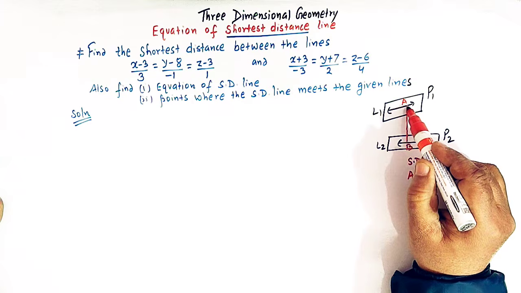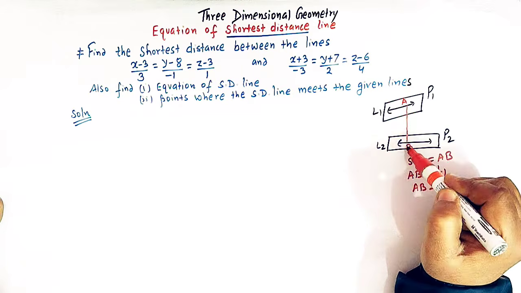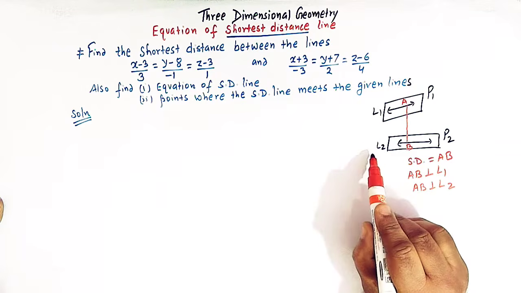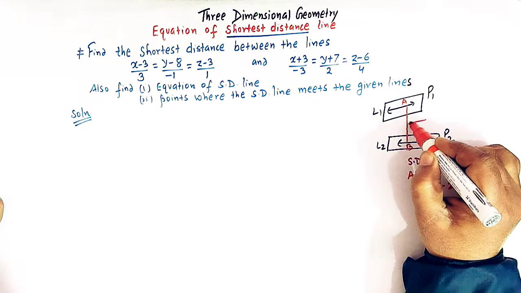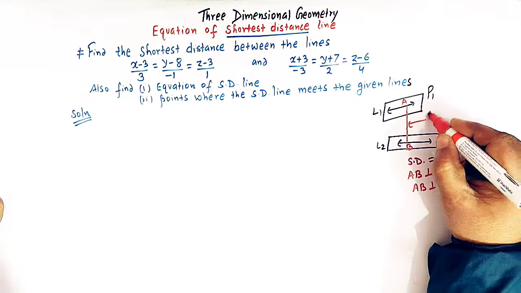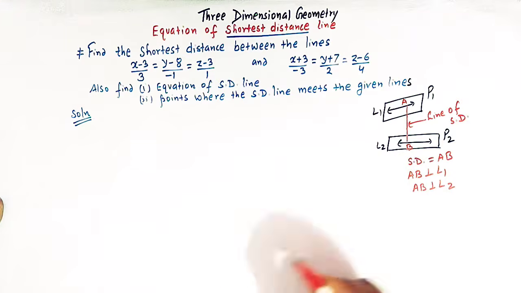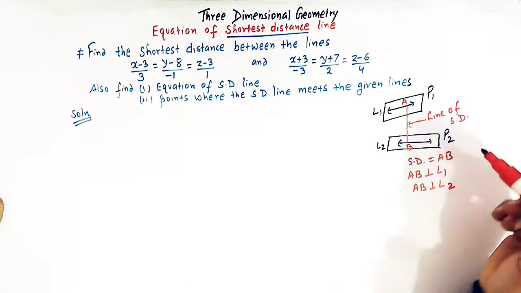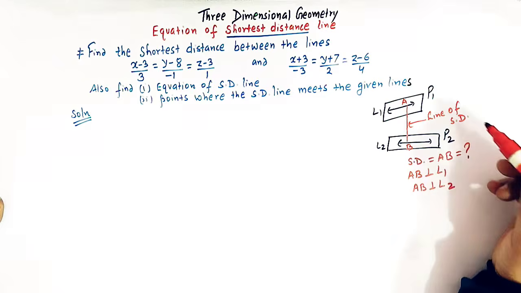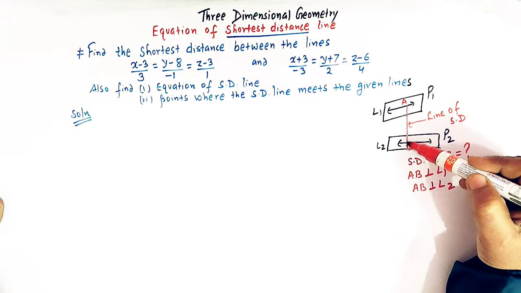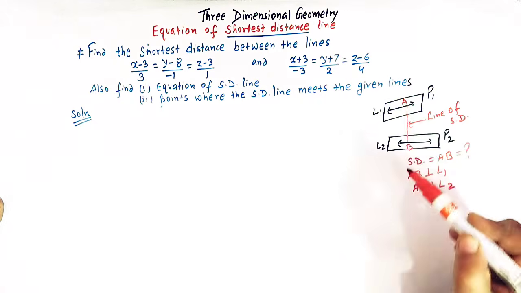A is the point of intersection of the line L1 and this line AB, and B is the point of intersection of line L2 and this line AB. This line AB is known as the line of shortest distance. So in this problem, we have to find the shortest distance, that is AB, and then find the equation of this line of shortest distance and the coordinates of the points A and B.